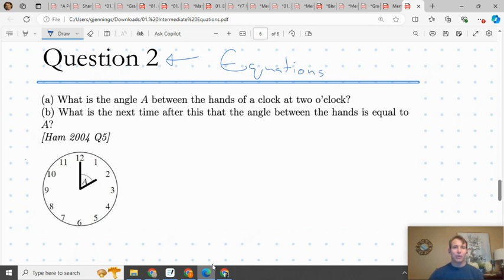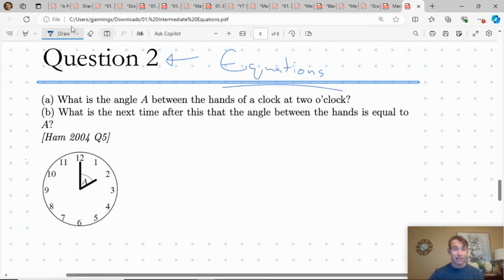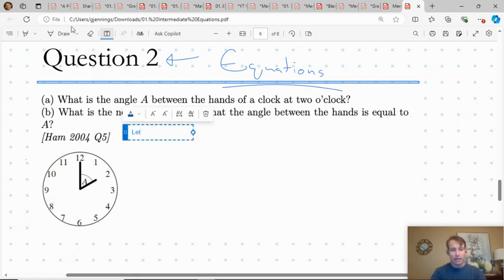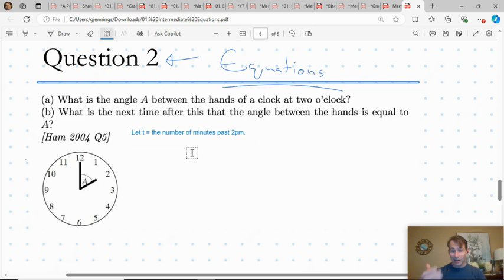Okay, so we're going to want to figure out how to make an equation out of this, and that's going to start with some let statements. These would be the let statements that I would use. I would say let t equal the number of minutes past 2 p.m. We're going to think about this problem in terms of minutes past 2 p.m. That way we can figure out how to approach that question.